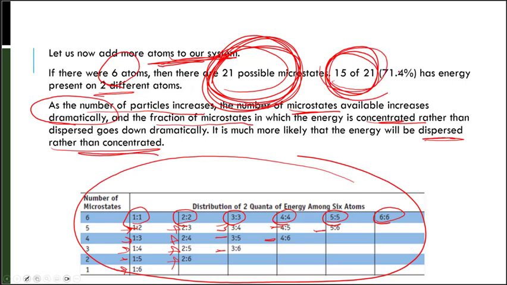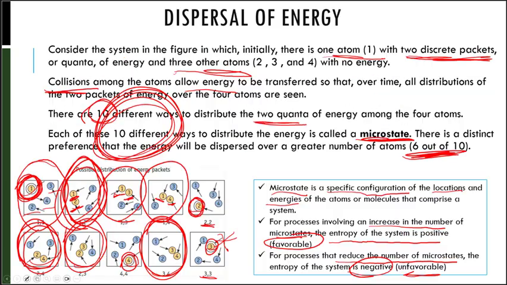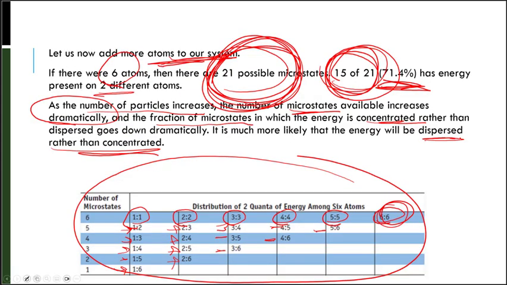And when we say dispersed, we mean here we have 71% of the energy will be dispersed, not on the same atom, compared to here when I had 10 microstates, 60% was dispersed. So we went from 60 to 71.